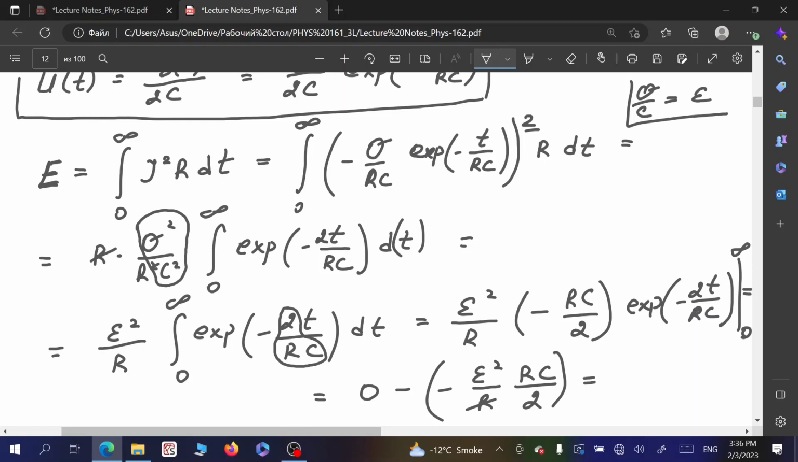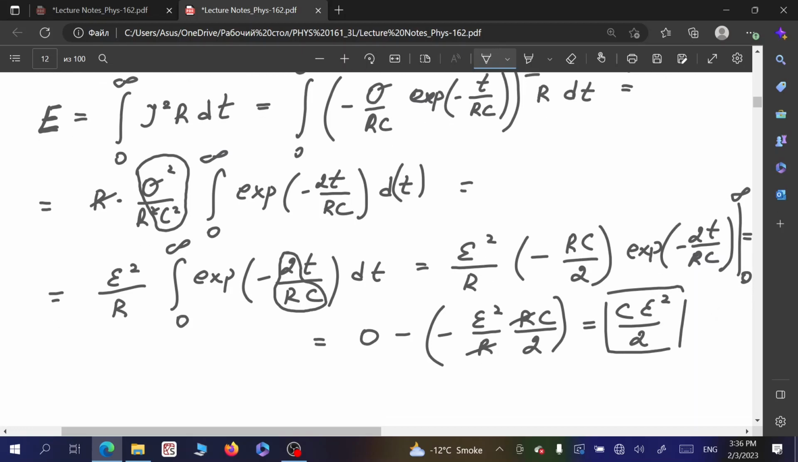So that will be, here R is cancelled out, and we get C times epsilon square over 2. So that is the amount of energy dissipated over resistor during discharge of the capacitor from initial stage when we had this potential difference between the plates of the capacitor equal to the electromotive force of the battery.